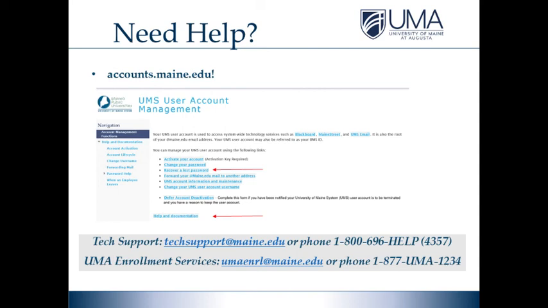If you are not sure what your student ID number is or just need help getting started, reach out to the UMA Enrollment Services Center at umaenrl@maine.edu or 1-877-UMA-1234, and they can help you through the activation process.